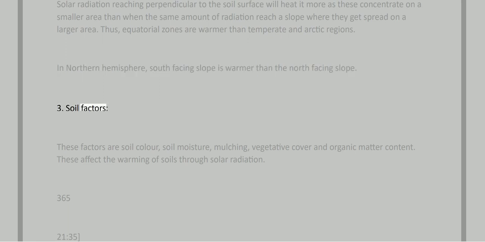3. Soil factors. These factors are soil color, soil moisture, mulching, vegetative cover and organic matter content. These affect the warming of soils through solar radiation. 4. Soil chemical properties.